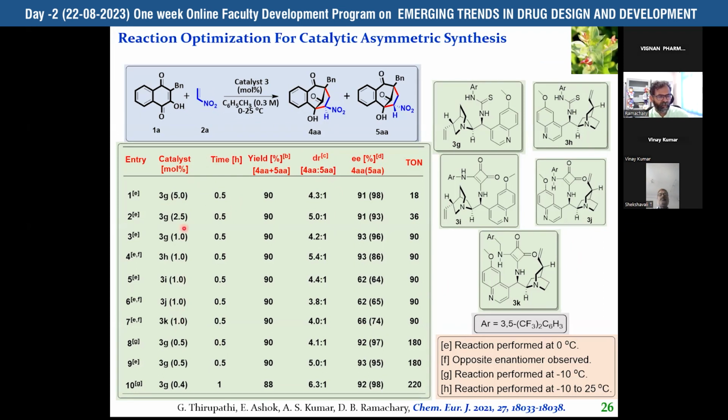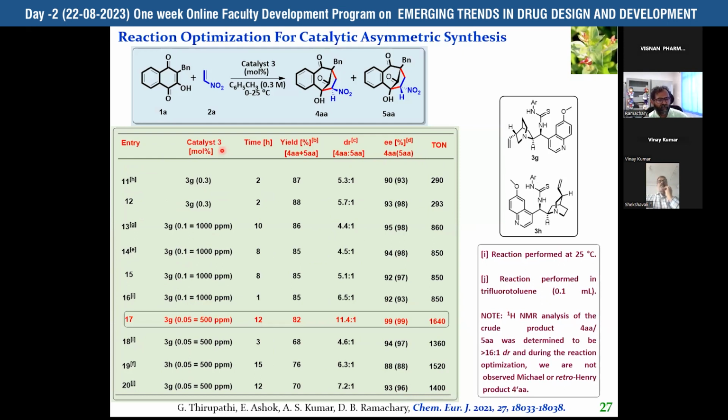Then you see that 5, 2.5, 1, 1, 1, 0.5, 0.5, 0.4. Even at 0.4 loading, within 1 hour the chemistry went very nicely. Then we went on to investigate this reaction at low loading, 500 ppm, 0.05 mole %. The chemistry went very nicely, taking 12 hours at room temperature.